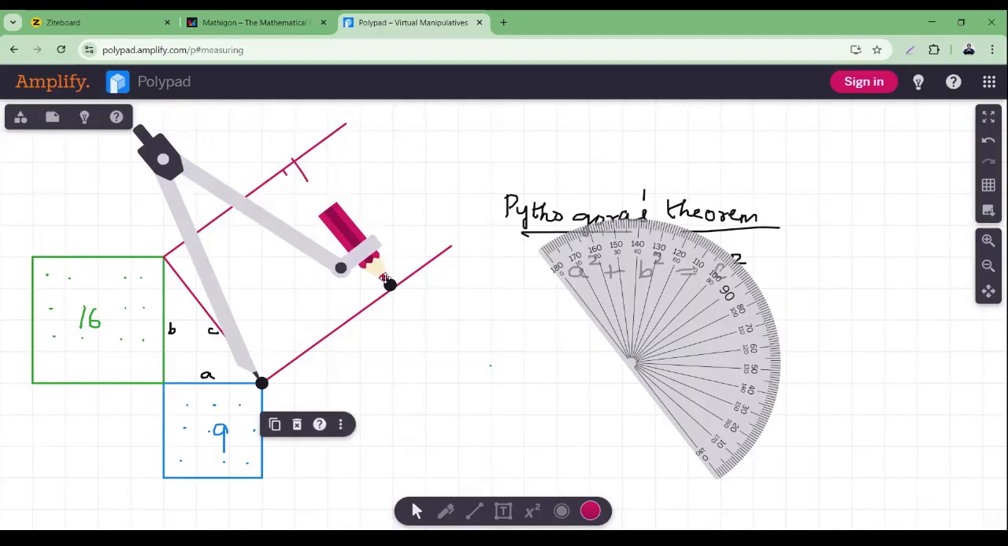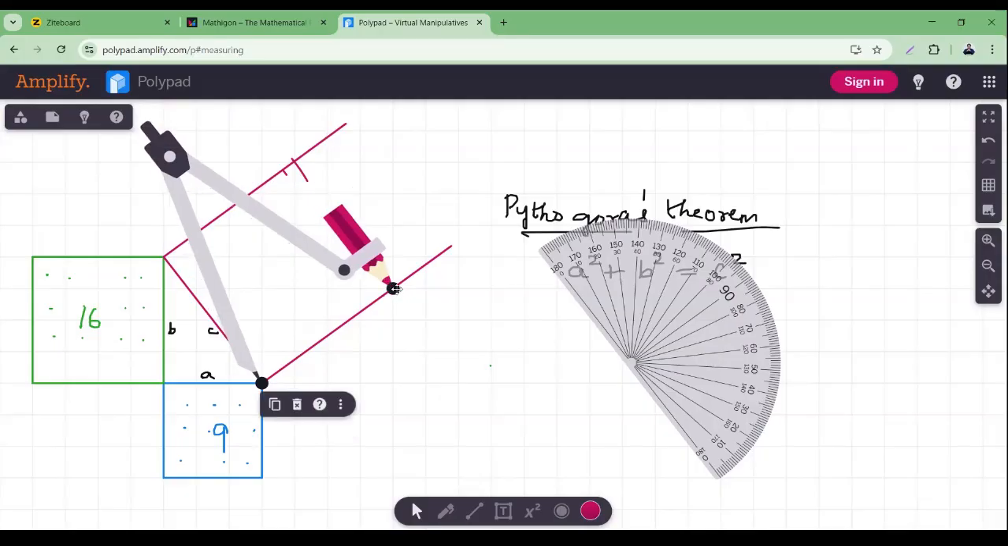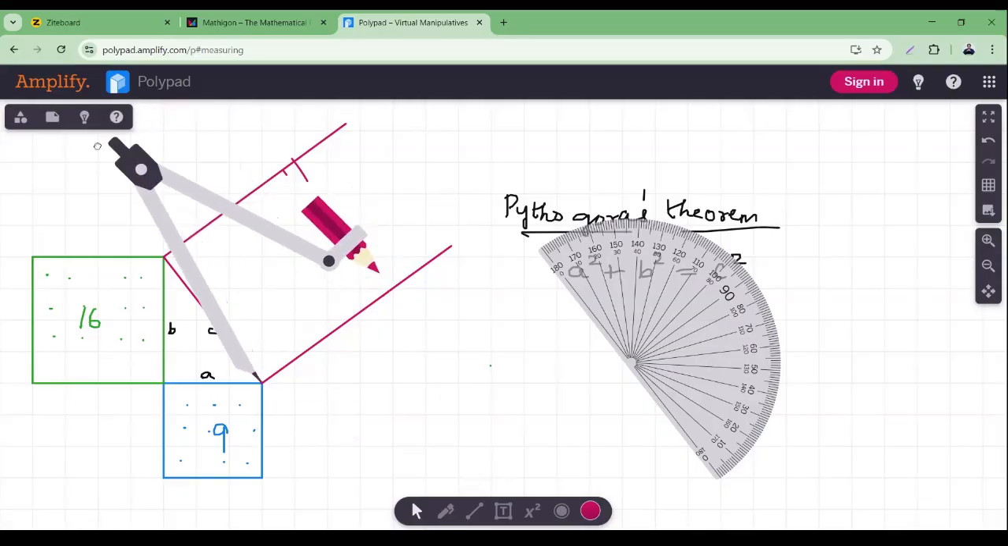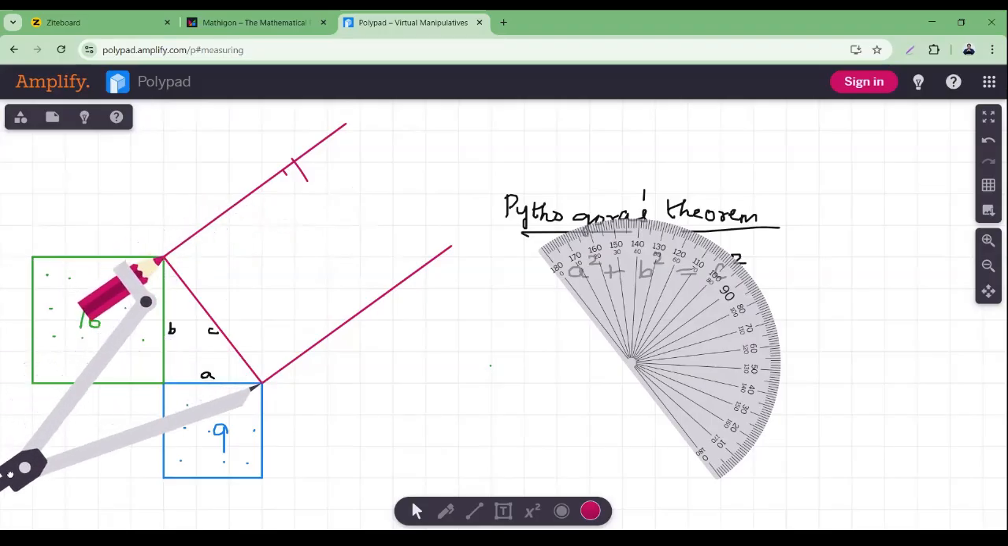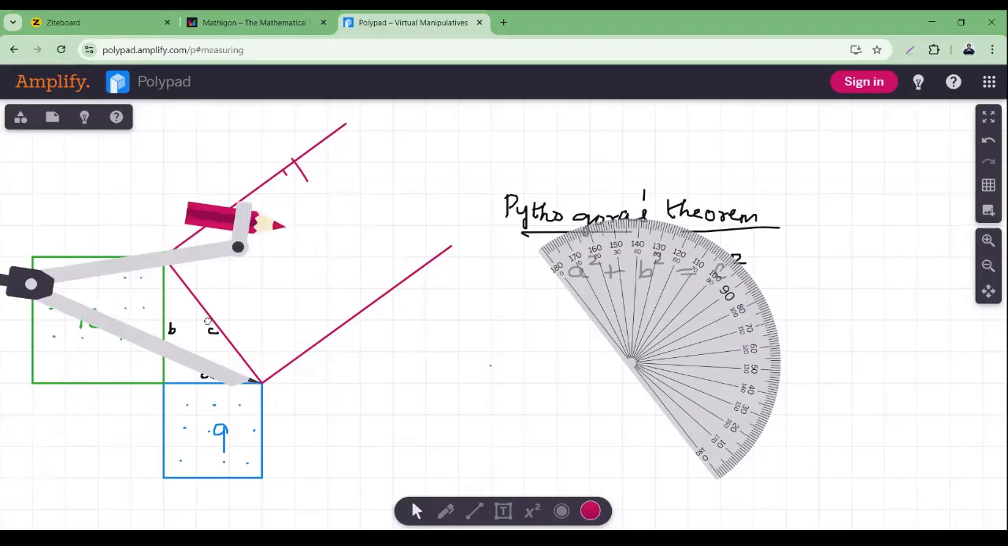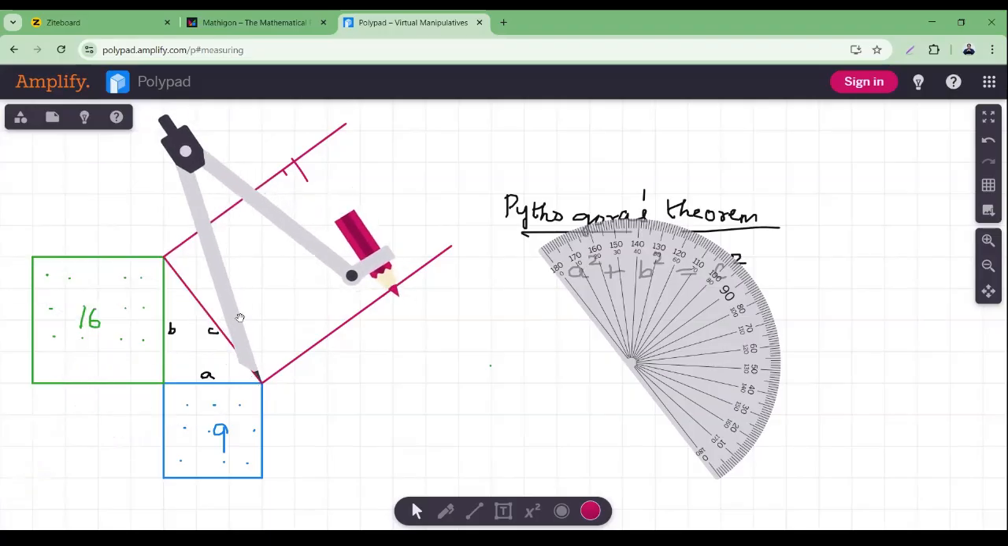Oops, I measured, I did not, one minute. It got changed. No, it has not changed. It is the same. So let me do it.